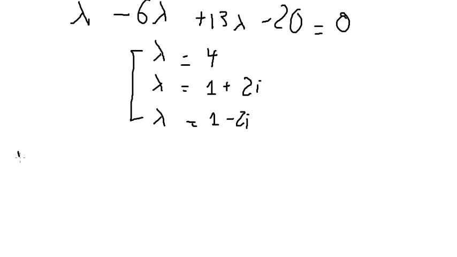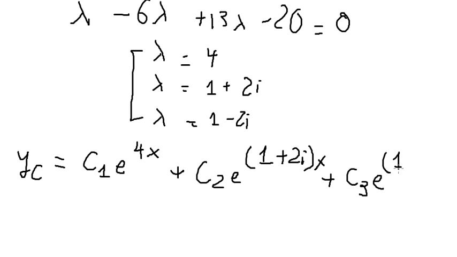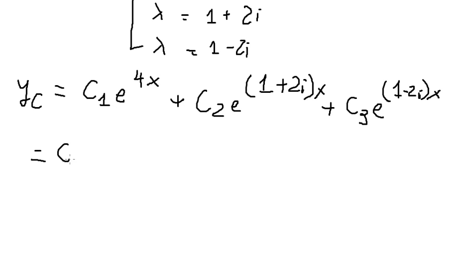Now we have yc equals c1 e to the power of 4s. We change lambda in here into number 4. Similar for the next one. This one we have 1 plus 2i and s, and the next one c3 e to the power of 1 minus 2i multiplied by s, or we can write it this way.